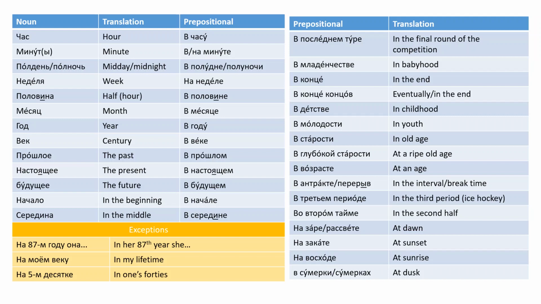I'm not entirely sure why those are exceptions or why they use на, like на моём веку, but that's Russian for you. And then the next slide is just the months of the year.